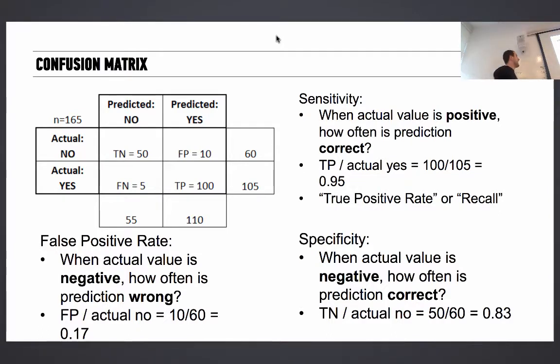Specificity is when the actual value is negative. So first row, out of 60 people, how many times was the prediction correct? 50 out of 60, 83%.